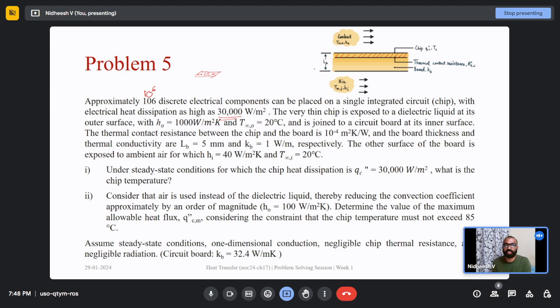For this dielectric liquid, the properties are given. The h naught value, that is the convection heat transfer coefficient value, and the temperature of this dielectric liquid are given. That is the condition on the top surface. There is a chip, it is generating lots of heat, and to dissipate that heat, a dielectric coolant is being passed with a certain given heat transfer coefficient and temperature on the top surface. And on the bottom surface of the chip, there is a board, say a circuit board.